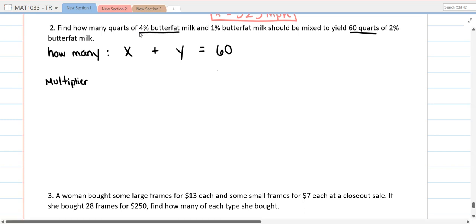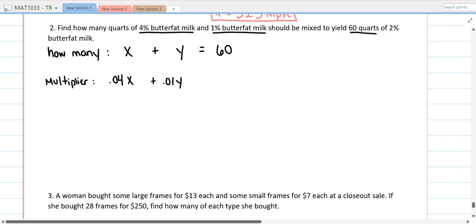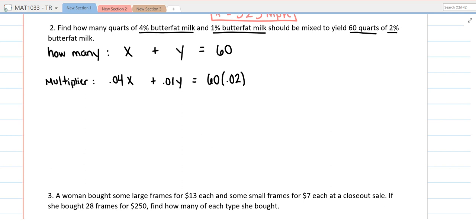So we're going to do the whole milk is X. Whole milk is 4%, so 0.04 of how many quarts of whole milk I'm going to find. And then 1% will be our Y, so plus some amount of skim milk, the 1% milk. And then here, 60 quarts of 2% milk, so this would be 60 times 2%. Because we're doing the how many, 60 times 0.02 is going to be 1.2.